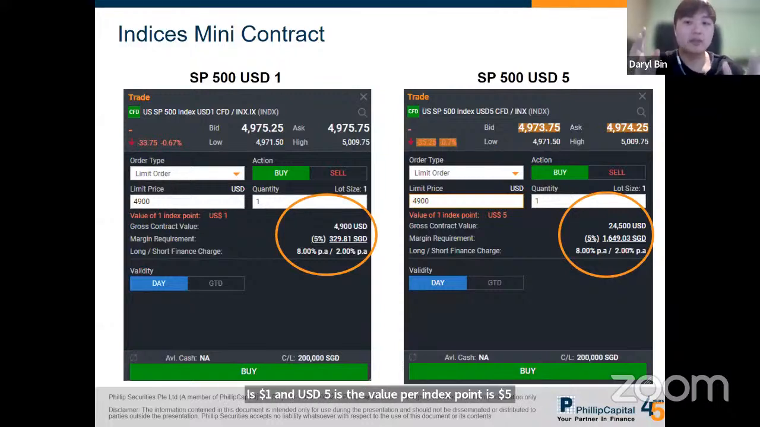Then again, the purpose of having a smaller contract like the USD1 is for traders who wish to diversify their portfolio or gain exposure, but have less capital. Do note that our contracts track the performance of the cash index with dividend adjustment. Also, the price may differ from the cash index. Different indices have different leverage. We offer up to 20 times leverage, so please check the leverage before entering an order.